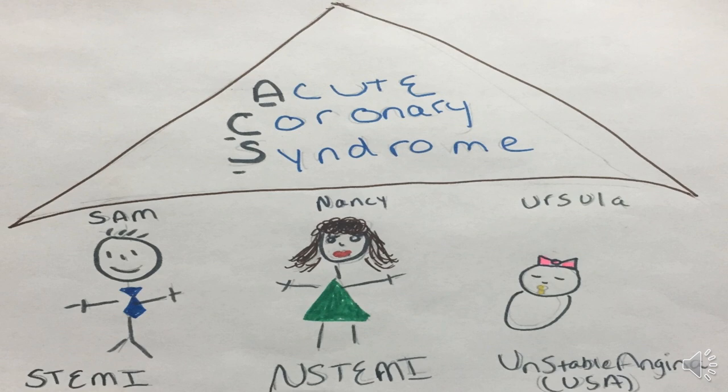Now, on his EKG, Sam is going to show ST segment elevation. And Nancy, there's going to be no ST segment elevation on the EKG, but she's still having decreased blood flow to the heart. And Ursula, she's still having a lot of chest pain, that's new and worsening, but her cardiac enzymes are negative and her EKG doesn't show any ST segment elevation.